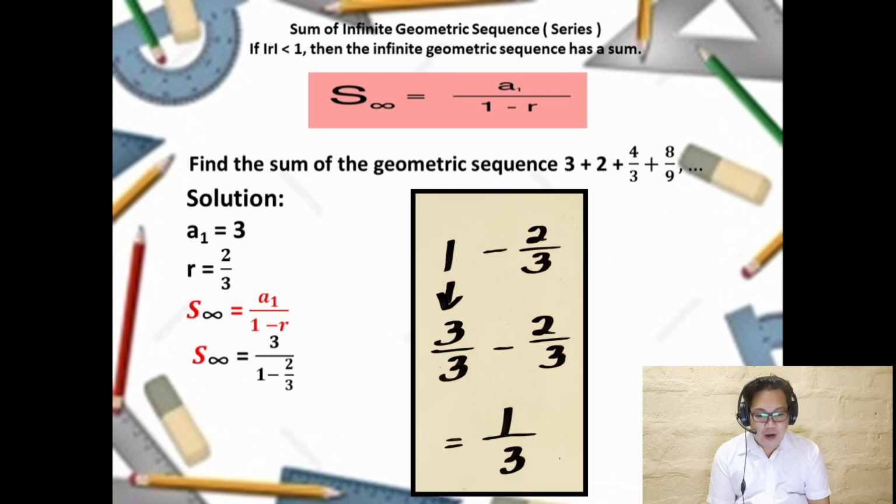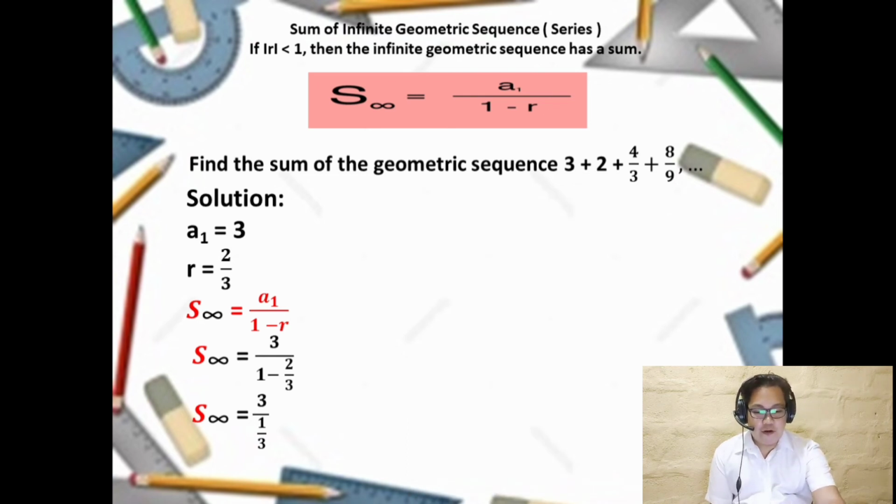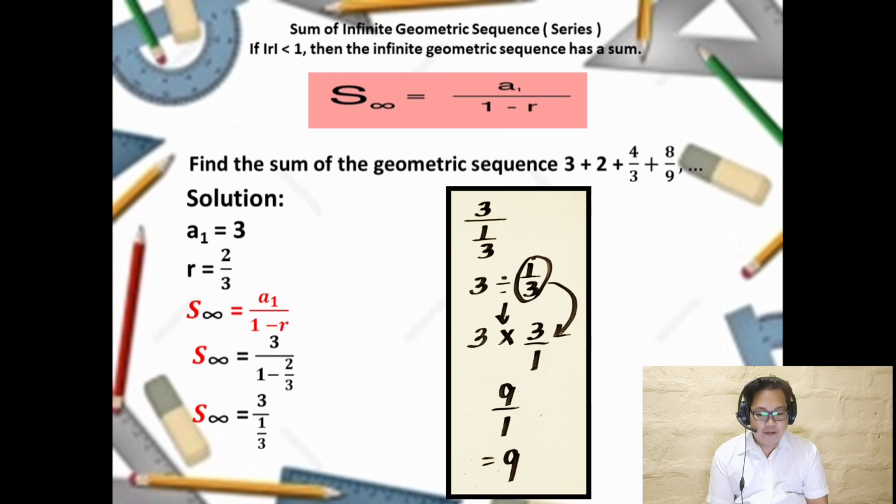So, dun sa 1 minus 2/3, again, rename natin ang 1. Magiging 1 minus 2/3. So, yung 1 magiging 3 over 3. So, 3 minus 2 equals 1 over 3. Copy lang natin yung denominator. So, magiging, then, 3 divided by 1/3. Then, change the operation, magiging multiplication, then, ang reciprocal ay 3 over 1. Then, 3 times 3 is 9 over 1 equals 9.